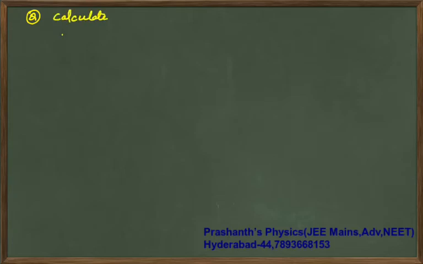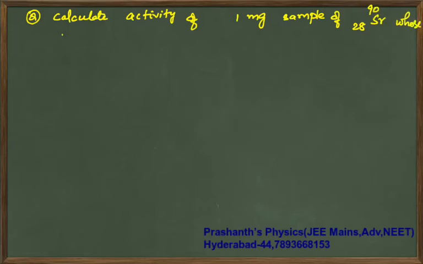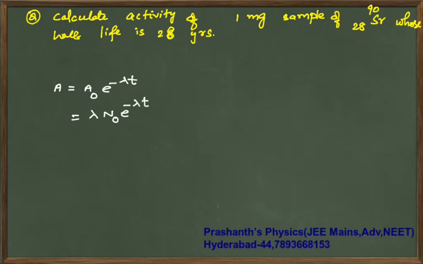Calculate the activity of 1 milligram sample of strontium-90 whose half-life is 28 years. Now, he is asking for activity. We know that your activity is A naught times e power minus lambda t, but what is A naught? Lambda N naught into e power minus lambda into t.